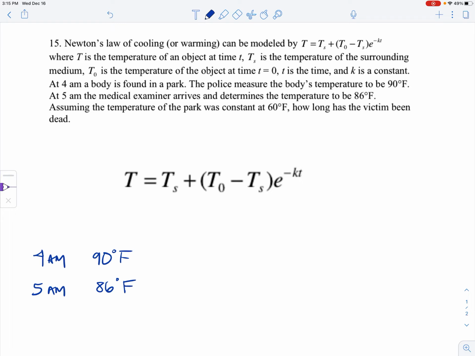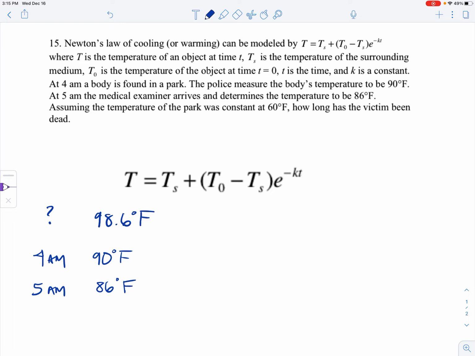So, assuming the temperature of the park was a constant 60 degrees Fahrenheit, that refers to the surrounding temperature, how long has the victim been dead? So basically, how long since the person's body temperature was 98.6 degrees Fahrenheit? Because that would be when they were alive. We don't know at what time that last was true.